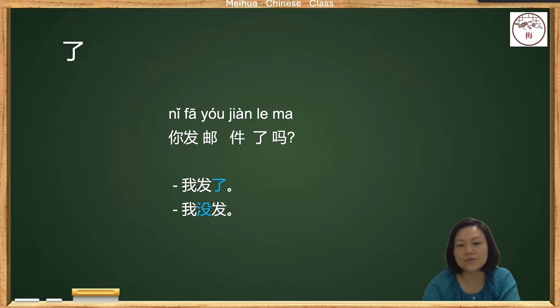If it's a negative reply, we add the negative indicator before the verb. 我没发. Just remember here, when we are talking about the past, we don't use the negative indicator 不. 不 is very common, right? I guess you all know about this character 不. But when we are talking about the past, we don't use 不, we use 没 before the verb. So this is equal to I didn't send, I didn't.